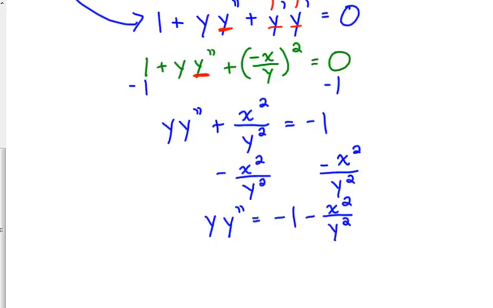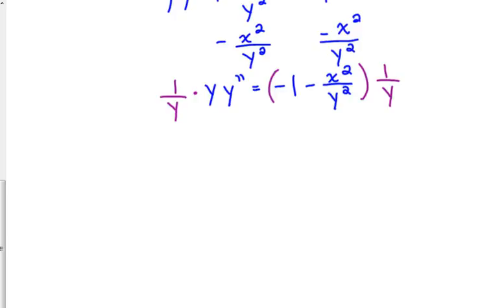And then instead of dividing by y, since I already have a fraction on the other side, I'm going to look at this as multiplying by the reciprocal. It's the same thing as dividing. It's just going to make the math on the right side a little bit easier to handle. 1 over y times y cancels.